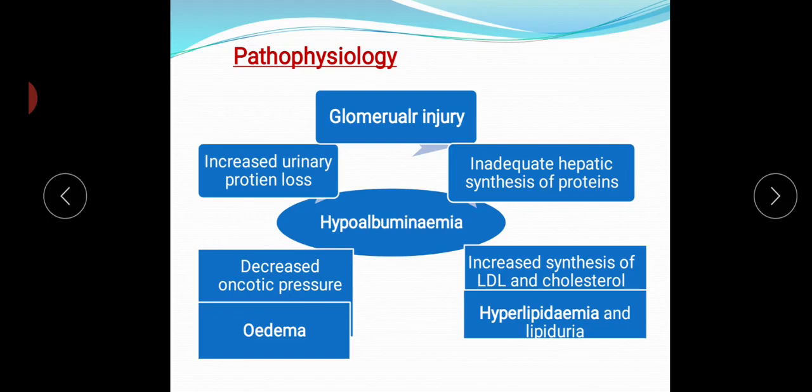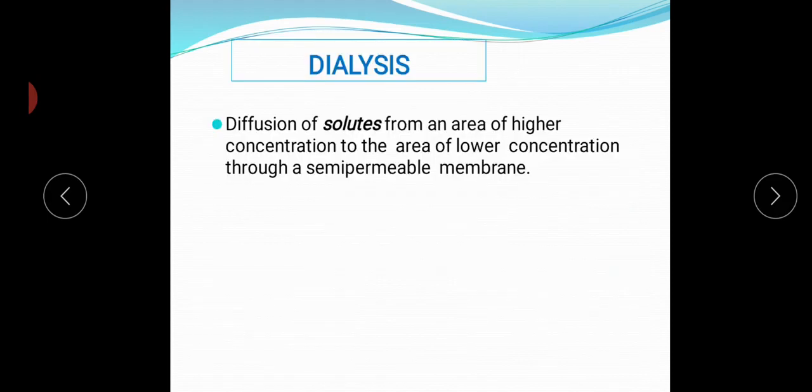And second, this hypoalbuminemia will lead to increased synthesis of LDL and cholesterol, which may lead to hyperlipidemia and lipiduria. So this is about nephrotic syndrome. This is all about the various important disorders of the kidney, not all the disorders.